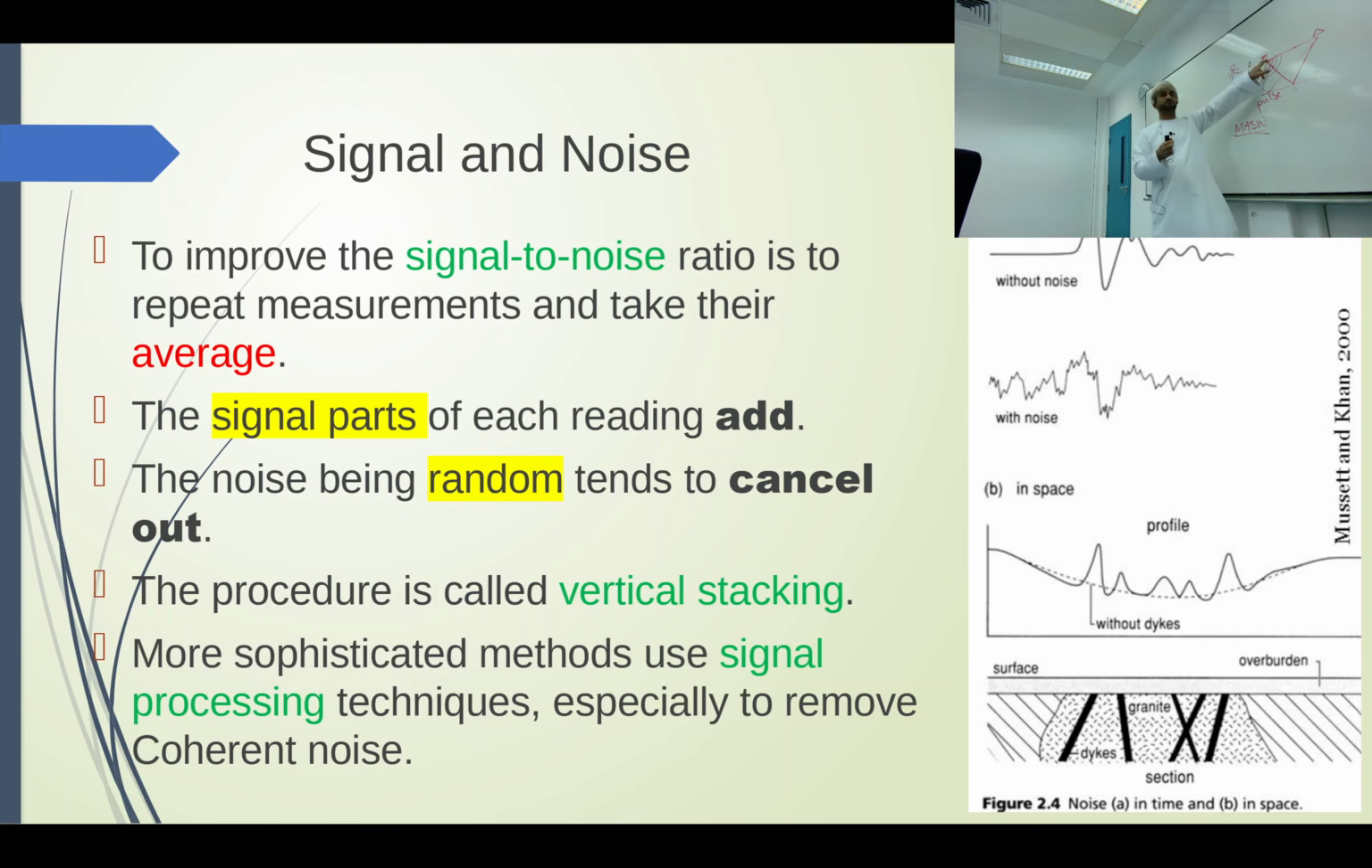This is the sea column. This is water, the sea. So this is marine data, acquired in the marine environment. That's the reason I don't see reflections here, while those others are reflections.